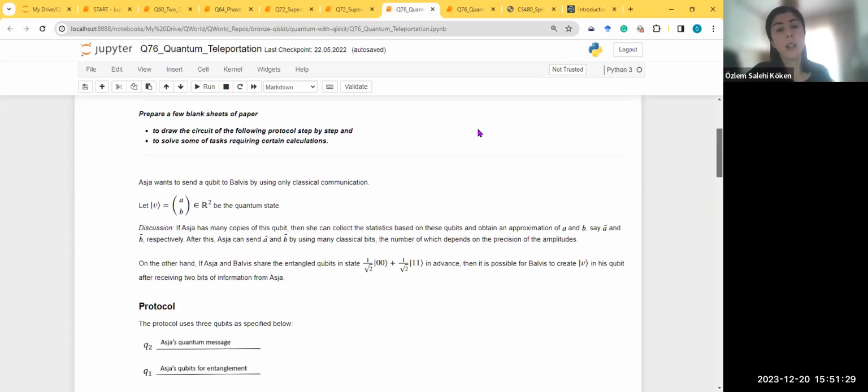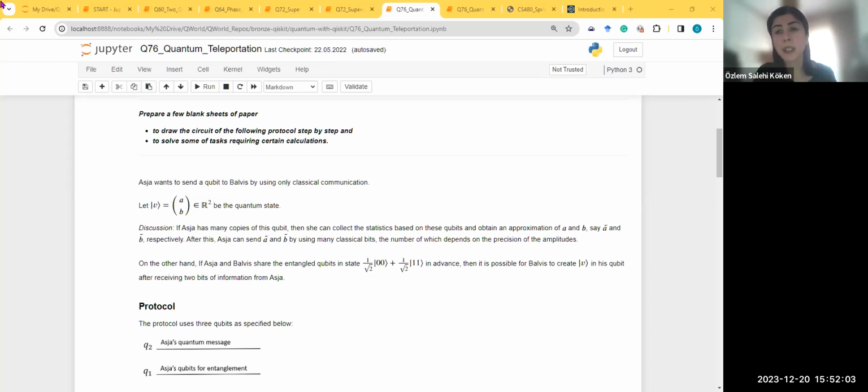Now, I will talk about another protocol, which is quantum teleportation. And this protocol is about sending a quantum state. So imagine you have a qubit, and you would like to send this qubit to someone else. You would like to send the information stored inside this qubit. Let's say your quantum state is A and B. And you would like to send this information.